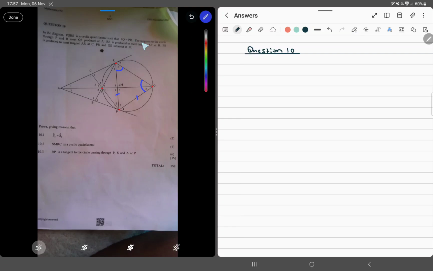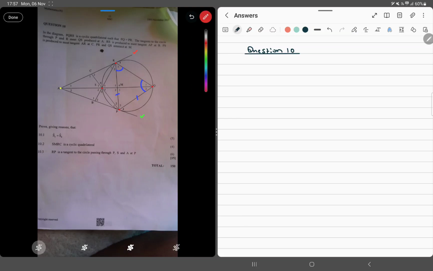Now we're told the tangents to the circle through P and R, and that should be the tangent because of those points of intersection being stated, meet QS produced at A. So there's QS produced at A. We've got this tangent number 1, there's tangent 2, and they essentially meet at this common point A. Okay, not a problem.